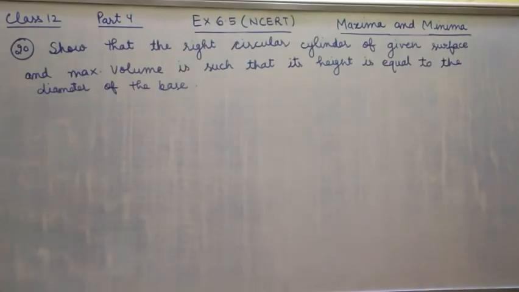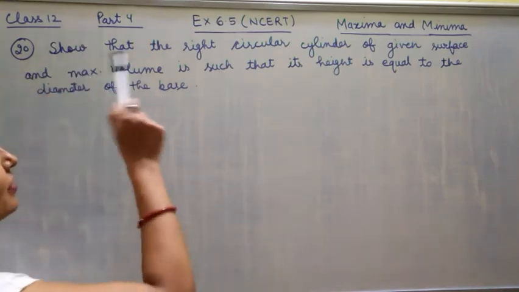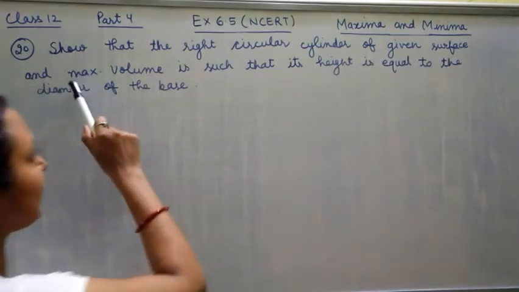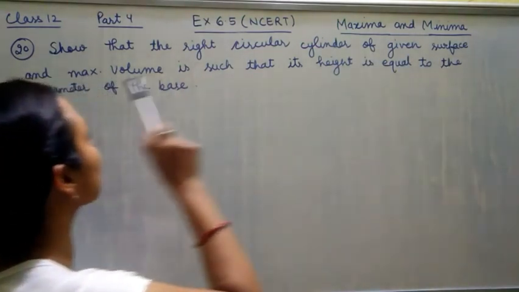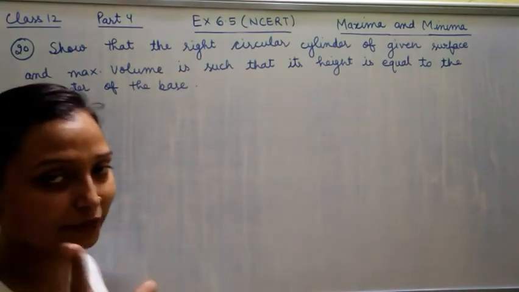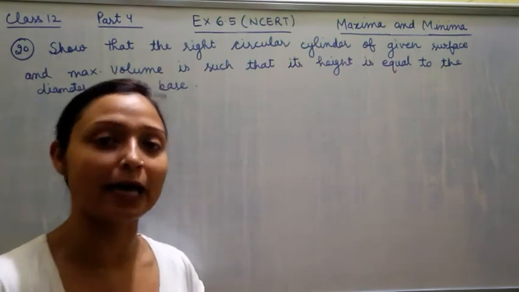I have taken the next question, question number 20. In this, you have to show that the right circular cylinder of given surface area and maximum volume is such that its height is equal to the diameter of the base. You have to show two things. First, the volume should be maximum. Second, the height is equal to the diameter of the base.